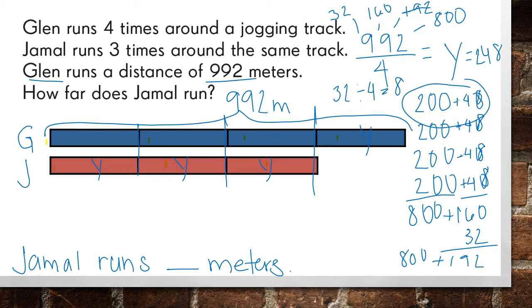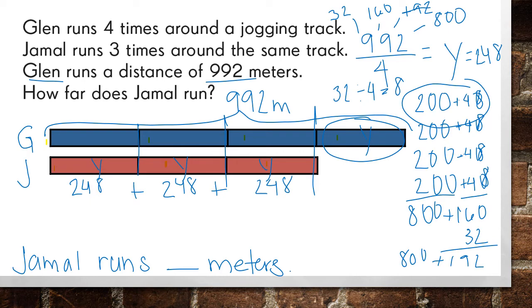So because we divided 992 by 4, we know that each one of these sections of the track is 248 meters. So that means Jamal did that 3 times: 248, 248, and 248. So we can add those 3 up.